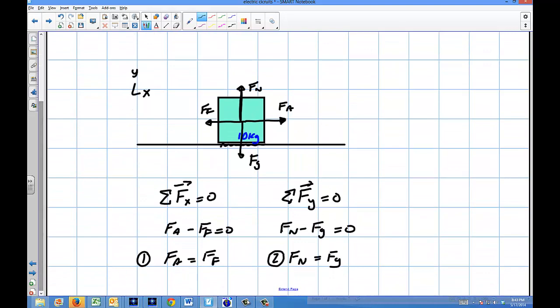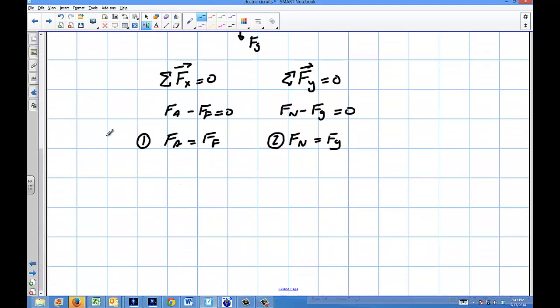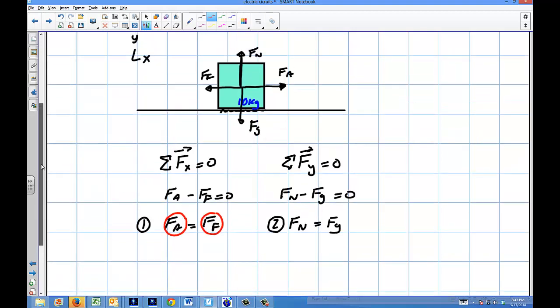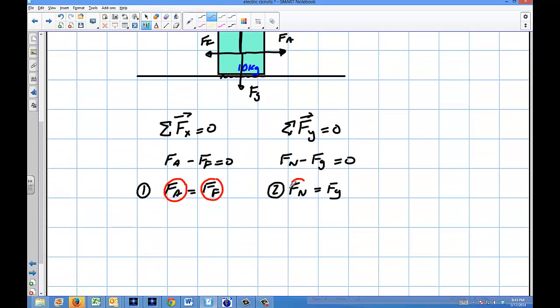Okay, so I got two equations here. How many unknowns do I have? Do I know force applied? Nope. Don't know that. Do I know force of friction? Nope. Don't know that. Do I know force normal? Nope. Don't know that. Do I know force of gravity? Nope. Don't know that. Got four unknowns there. Right away, four unknowns. What are you going to do with that?